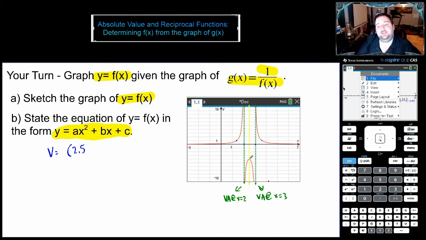And I know that the corresponding point, the f of x point corresponding to this g of x point, is going to be the reciprocal of that. How do I know? Well, because g of x is the reciprocal graph. And what's the reciprocal of -4? It's -1/4. So all of a sudden I have my vertex, and I can try to put this in vertex form, right? Vertex form is y equals a times x minus p, so x minus 2.5 squared plus q.